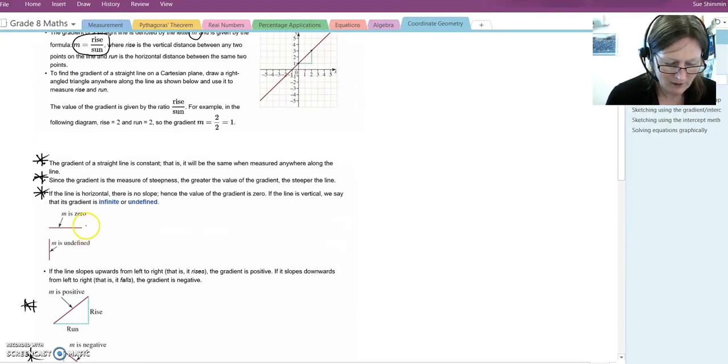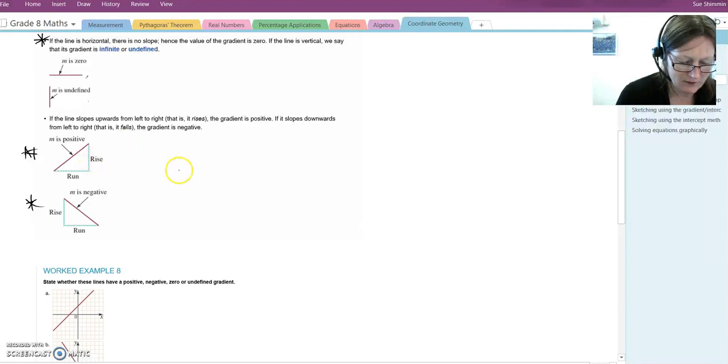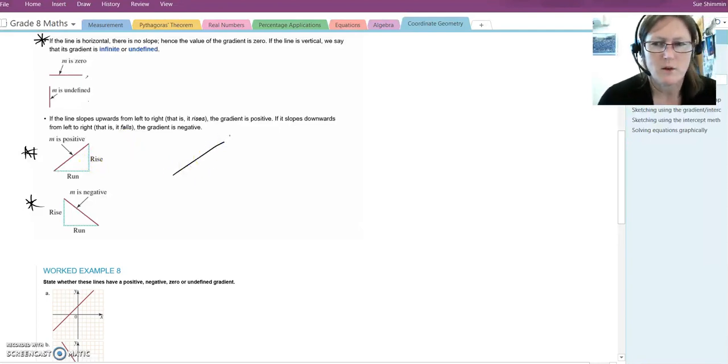If we have a line such as this, a horizontal line, there is no slope, so the gradient is 0. If we have a vertical line, we say that the gradient is infinite or undefined. If a line slopes like this line here, in that direction, we say that the gradient is positive. A line that slopes this way, we say the gradient is negative.